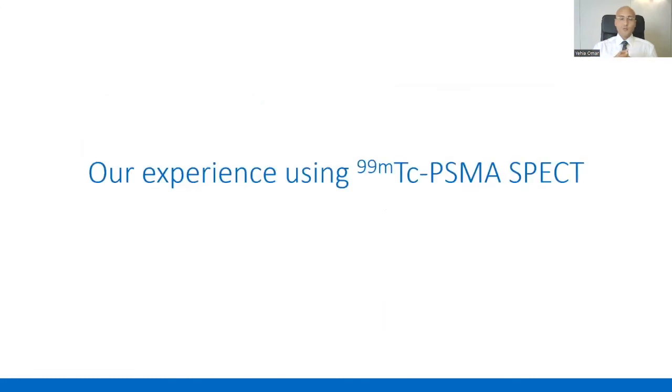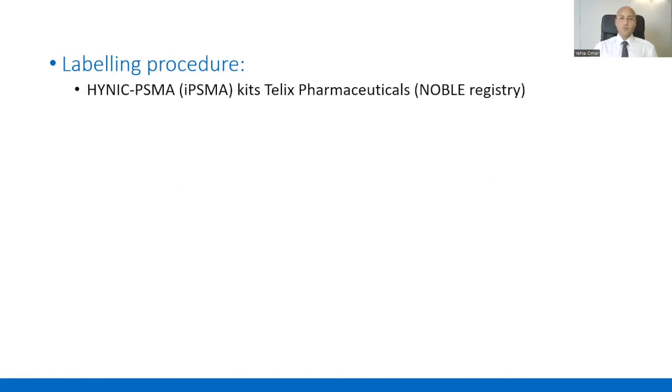So now let's move to the main topic for today, which is our experience using technetium PSMA. So let's start with the labeling procedure. We got the kits from Telix Pharmaceuticals, which was part of the Nobel Registry, and labeling was done with almost 15 to 20 millicuries of technetium as supplied by Telix. And then there was heating for 10 minutes followed by QC. So the labeling procedure was pretty straightforward, like any other nuclear medicine exam.